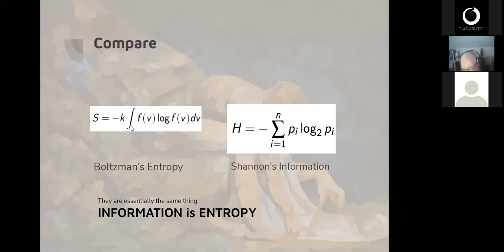In principle, Boltzmann defines it as an integral, but in practice, when anyone was working with it, they would use some kind of discretization.